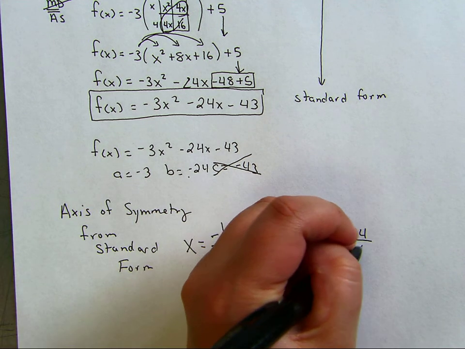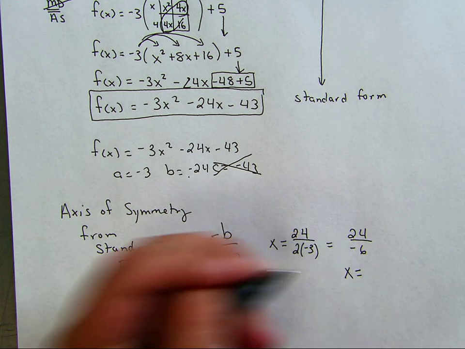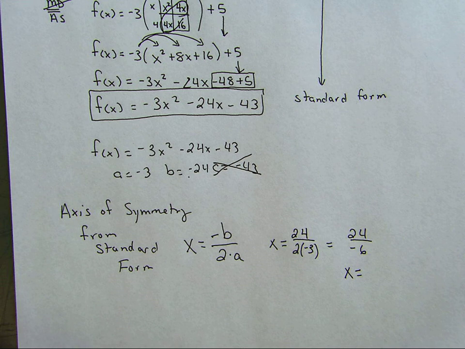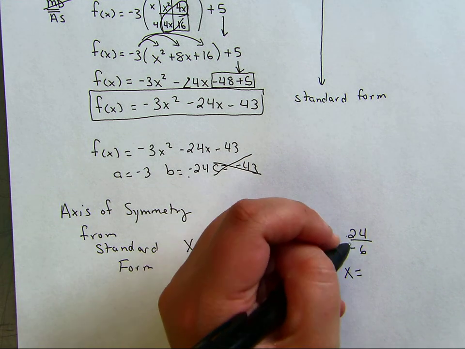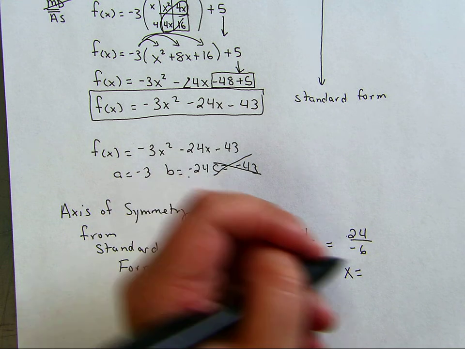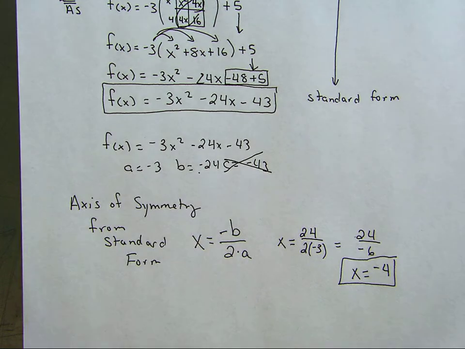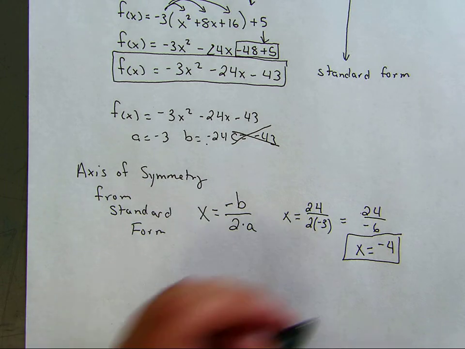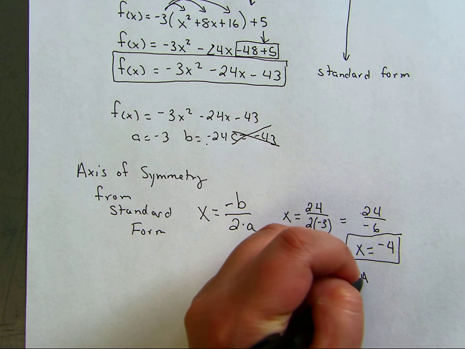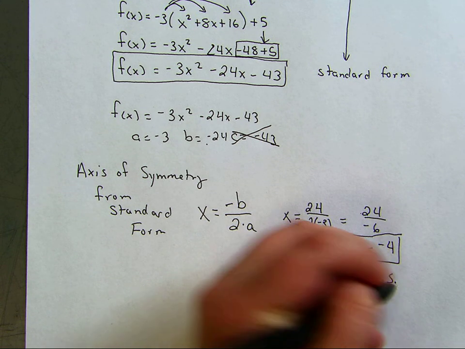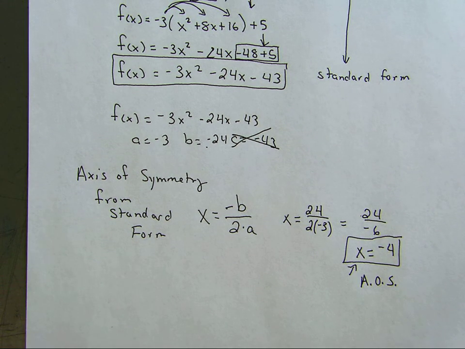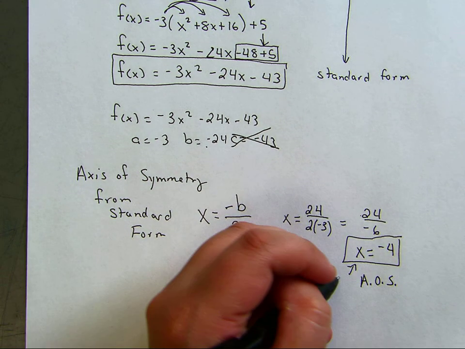24 divided by negative 6. If you can write that as a simplified whole number, please do so. If not, just keep it as a fraction. However, positive 24 divided by negative 6 in fact gets you negative 4, which is the axis of symmetry. So if you're doing tonight's homework, this part is the last 2 questions.